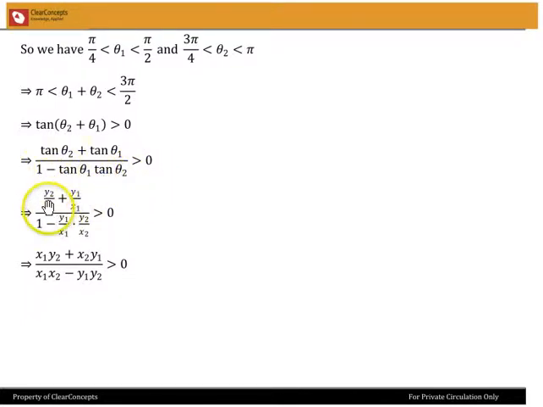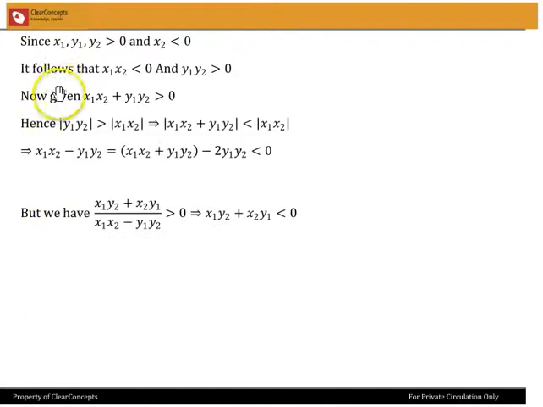Tan θ2 we just realized was y2/x2. Tan θ1 is y1/x1. So we get this expression here. Multiplying numerator and denominator by x1x2, we get this expression: (x1y2 + x2y1) divided by (x1x2 − y1y2) greater than 0. So let's hold on to that.